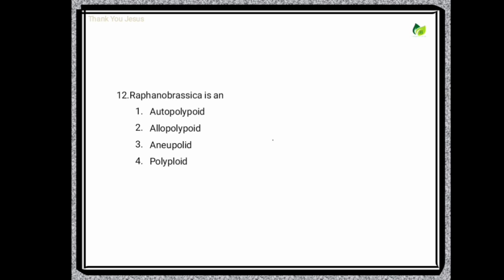Let's see the next question. Raphanobrassica is an. So options are autopolyploid, allopolyploid, aneuploid, polyploid. Raphanobrassica consists of 36 chromosomes, so the haploid number is 9. That was produced by the scientist Karpechenko. He made the cross between Raphanus sativus and Brassica oleracea. Okay, so which has 36 chromosomes in it. The haploid number is 9. So that's why it is an allopolyploid. Okay. So let's see the next question.